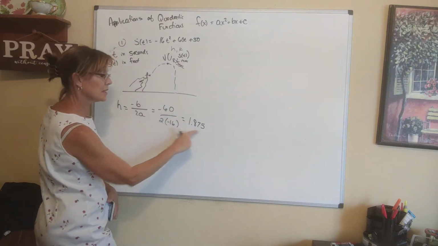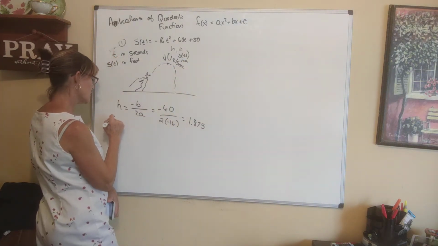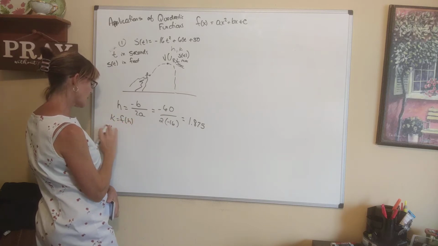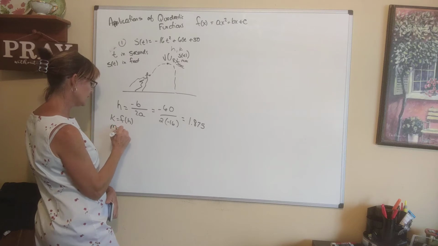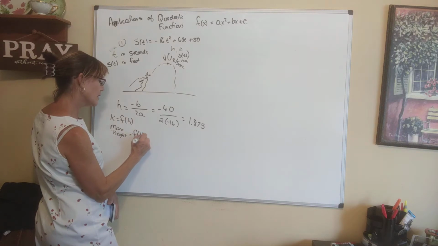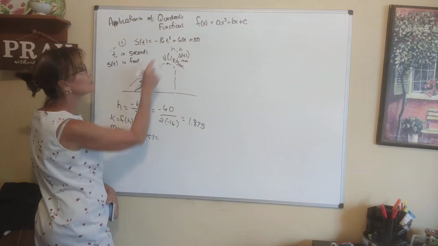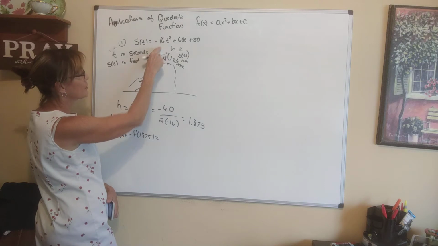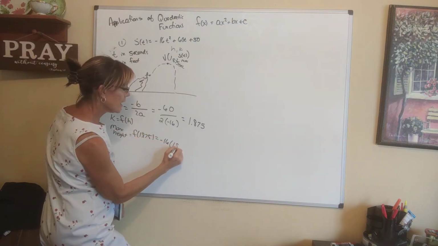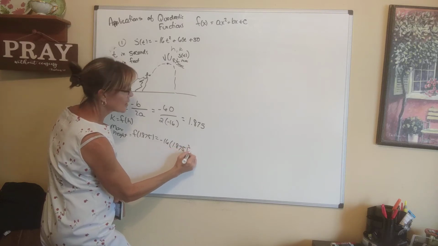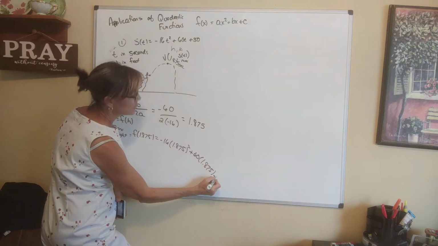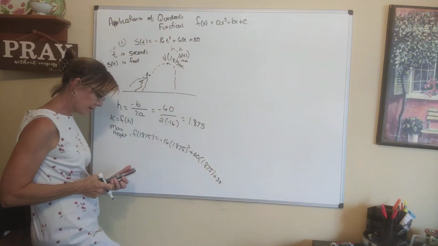How can I figure out k? Well, I can plug in h. In general, k is equal to f of h. So our k, or our maximum height, is equal to f of 1.875. I'm going to plug that into this function. I'm saying f, but it's really the s function. So it's negative 16 times 1.875 squared plus 60 times 1.875 plus 30.